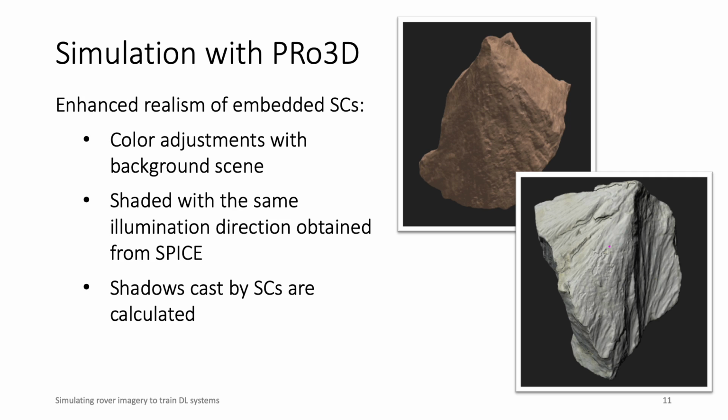Finally, the realism must be enhanced to achieve suitable images for training which resemble true rover imagery as much as possible. For that, shatter cones are color adjusted to fit to the material properties of the surrounding landscape. They are shaded from the same illumination direction as the background scene. Shadows casted by shatter cones from this direction are also calculated and contribute to the realism of the final rendering.